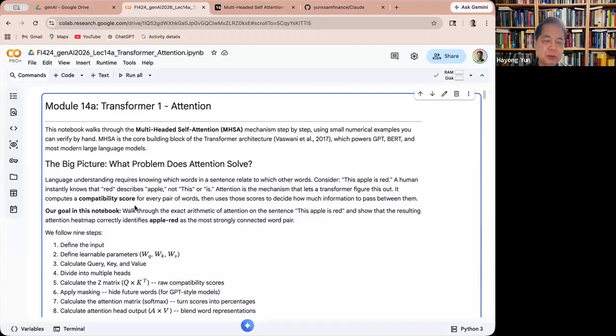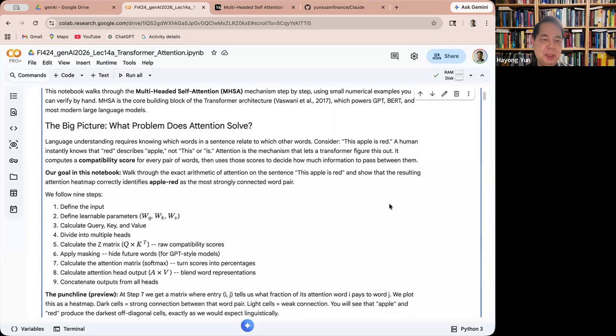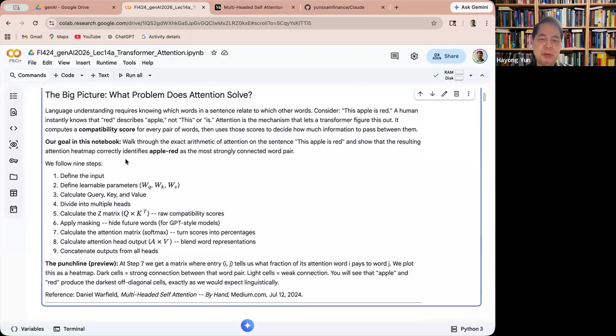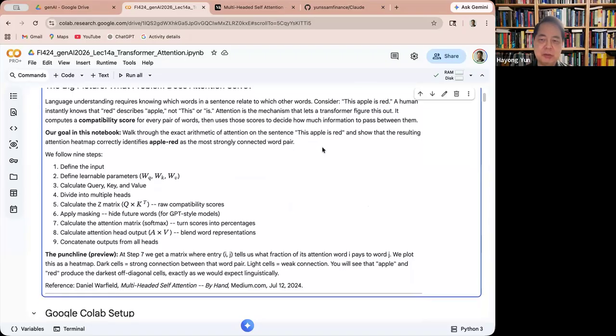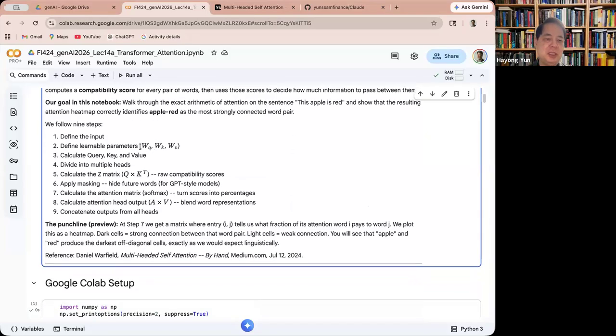It basically produces a compatibility score for every pair of words and uses those scores to decide how much information to pass between them. We'll walk through the exact arithmetic of this attention on this particular sentence, "this apple is red", and show the resulting attention heat map, so you can see how the correlation actually works out. And it basically has four steps.